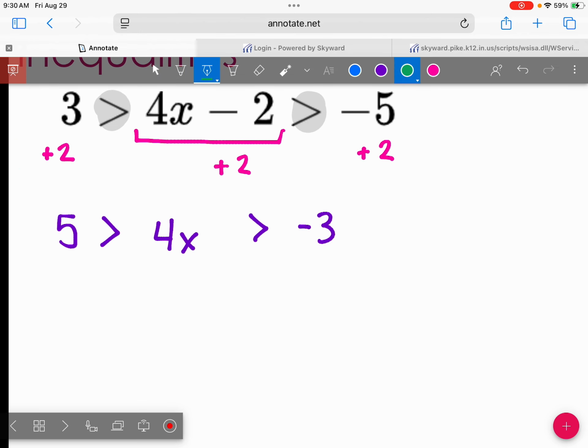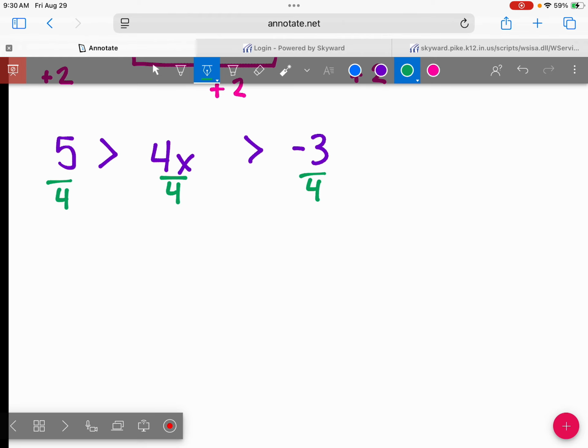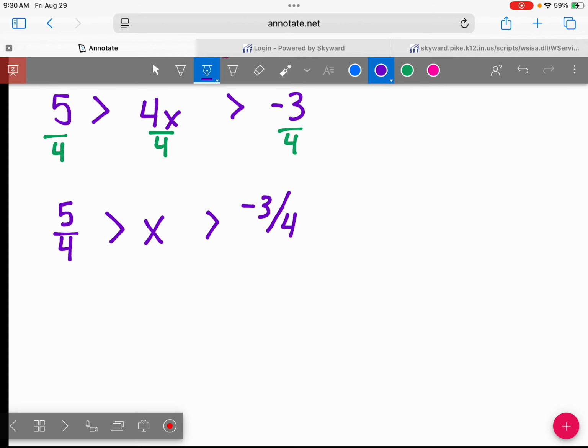And again, what am I going to do to my x to get it by itself? Divide by 4. So if I divide this by 4, I need to divide this by 4, and I need to divide this by 4. So our middle is going to have just our x. We're going to have our 5/4, or 1.25, and our negative 3/4, or negative 0.75. Again, I genuinely do not care if we have fractions or decimals, as long as we haven't changed the answer. Quarters, we can definitely do as decimals.